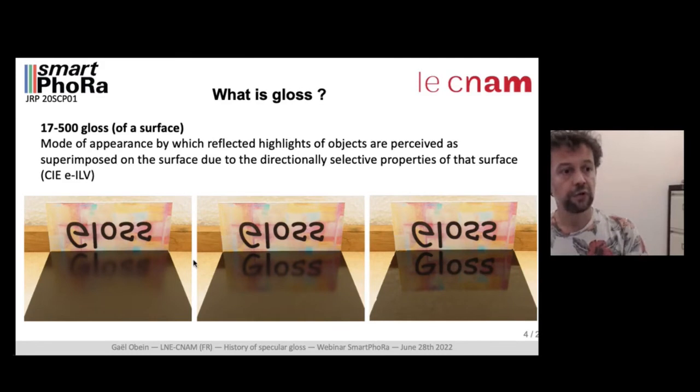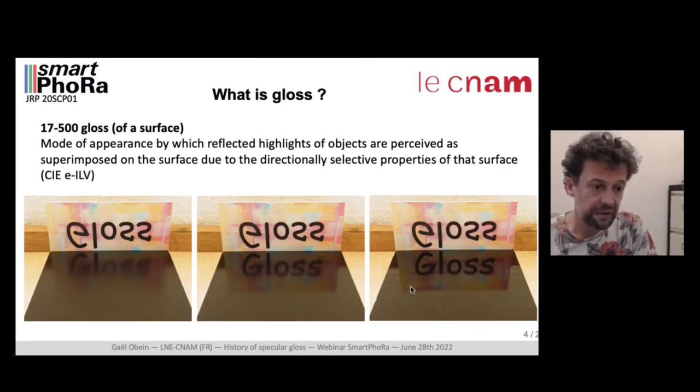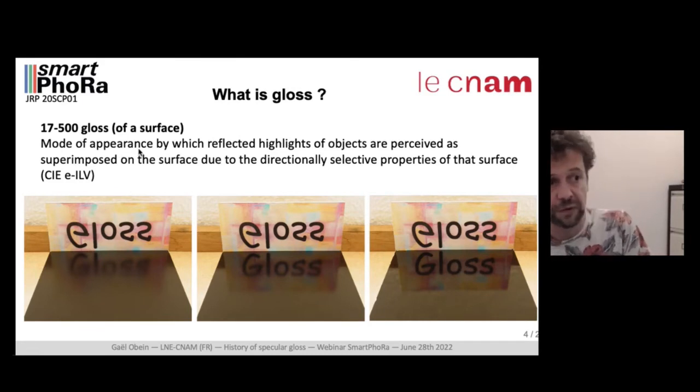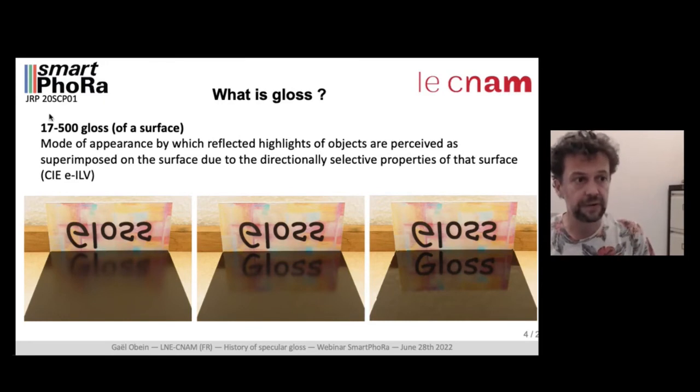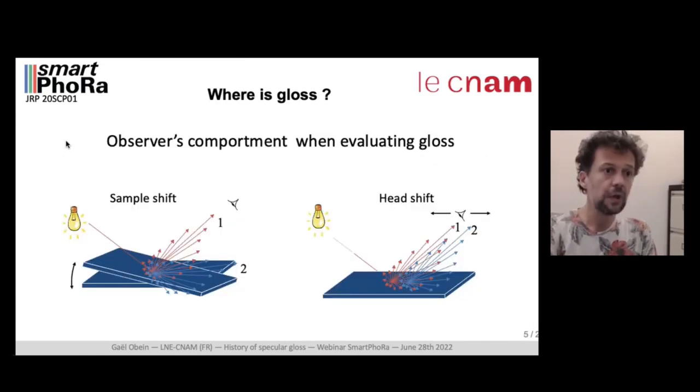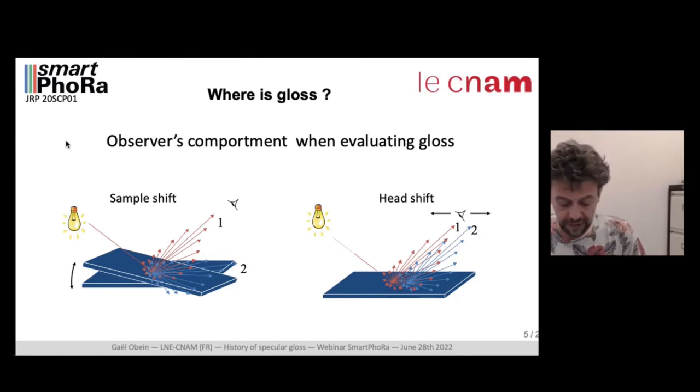This is an example that illustrates a gloss scale from left to right with an increasing level of gloss. You see that the highlights of the object are getting more and more clear, and this is a sign that the gloss is increasing. But what is important to notice is that the first three words of the definition are "mode of appearance". It means that gloss is a visual sensation, and if we want to build a measurement, we need to find a numerical value that correlates with that sensation. That's what they did when they started to develop gloss meters.